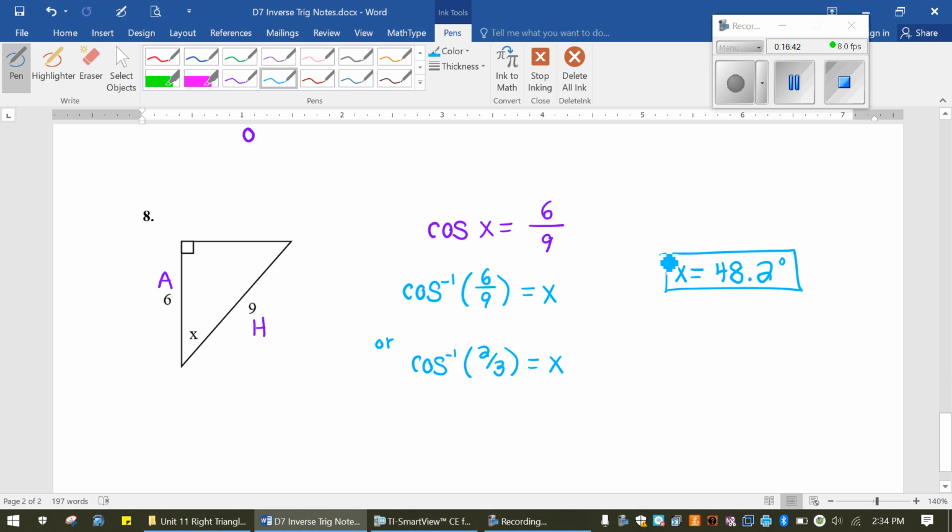Okay, that does it for inverse trig. So now on your homework, I can put the value of x as an angle or as a side, and you should be able to solve for that missing piece.